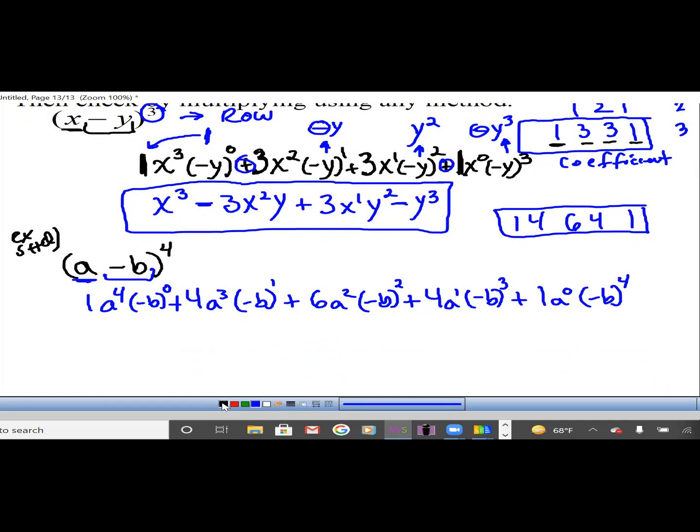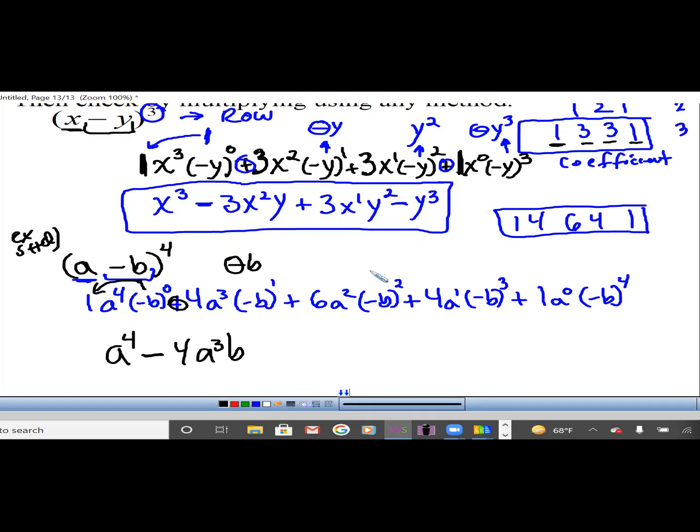All right, let's simplify this. What is negative b to the 0? That is 1. 1 times 1 is 1 times a to the fourth is a to the fourth. Negative b to the first is negative b. That means negative times a positive is a negative. And then we got 4a cubed, and just bring down the b.